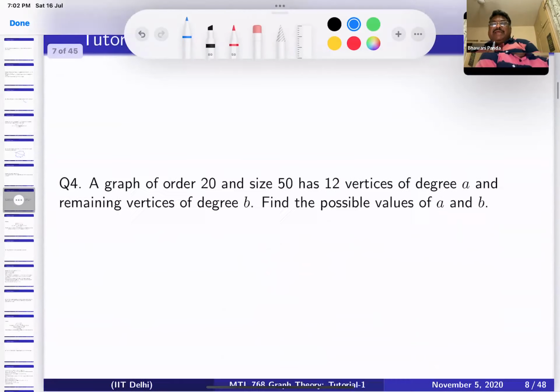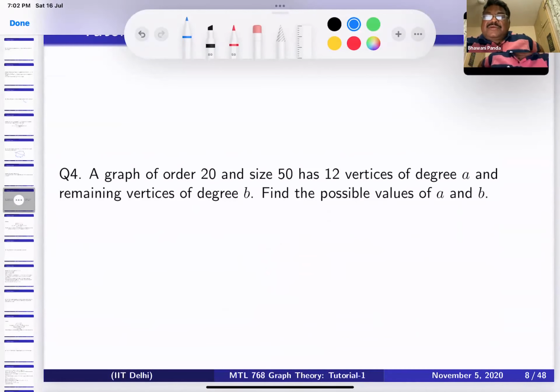Okay. So a graph of order 20, order means number of vertices, and size means number of edges, 50, has 12 vertices of degree A and the remaining vertices of degree B. Find the possible values of A and B. So how do you approach?